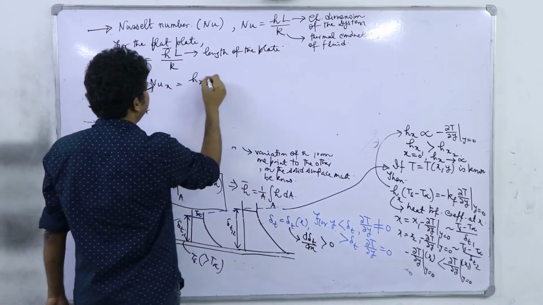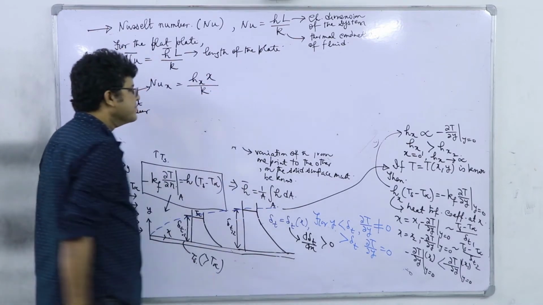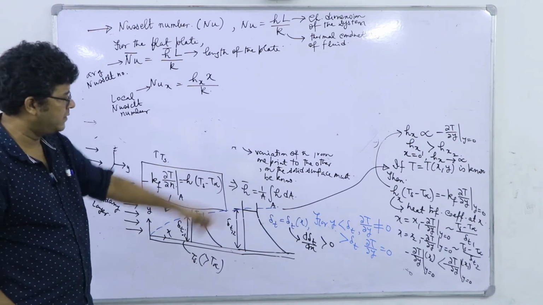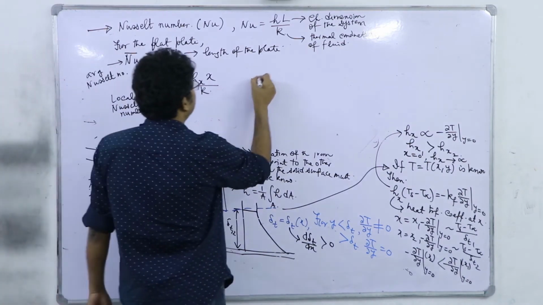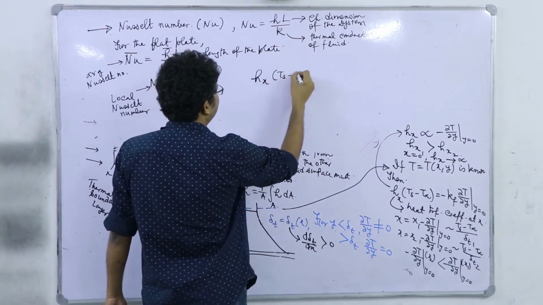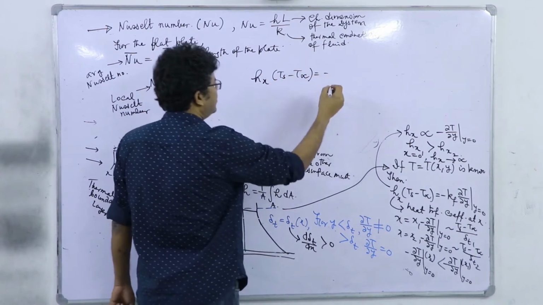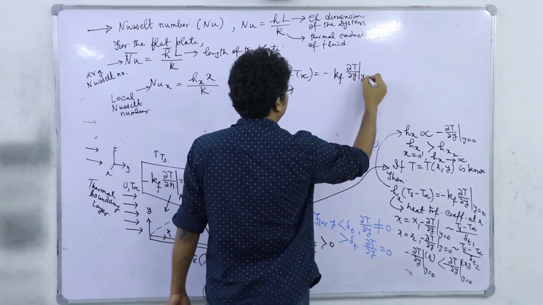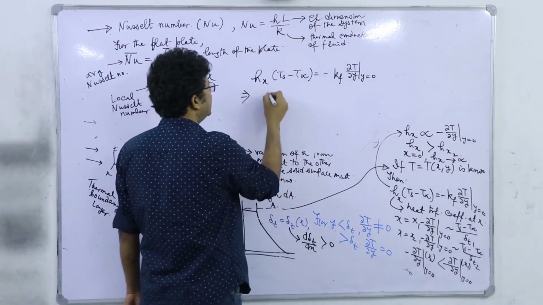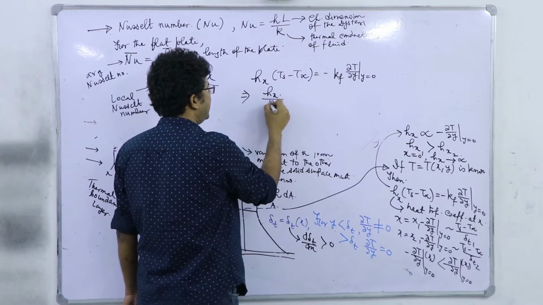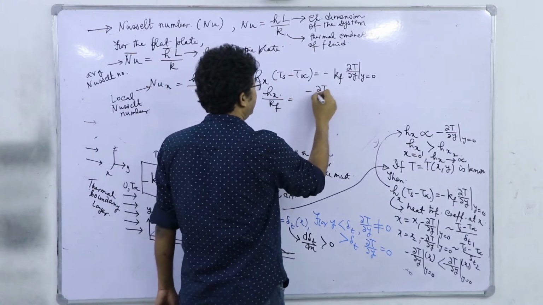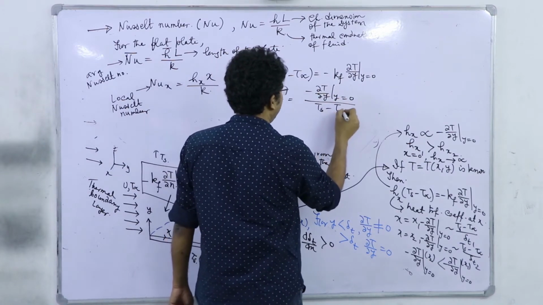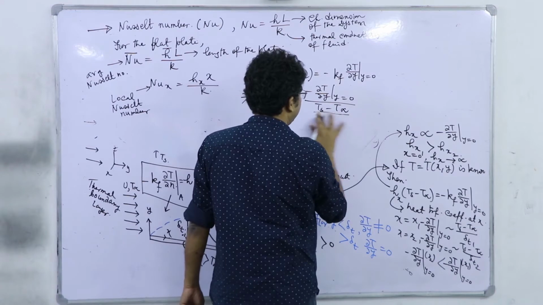And that is Hx into x divided by K. So, the significance of the Nusselt number we can actually get from this equating relation. Like Hx, we can write Ts minus T infinity is equal to minus of Kf del T del y at y is equal to 0. Now, you see that Hx divided by Kf, we can write minus of del T del y at y is equal to 0 divided by Ts minus T infinity.